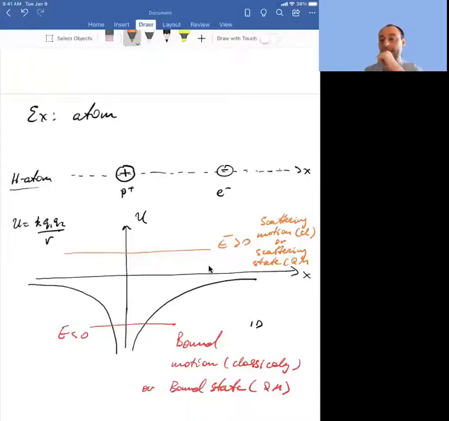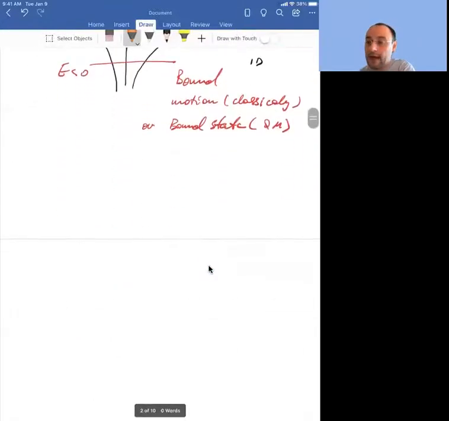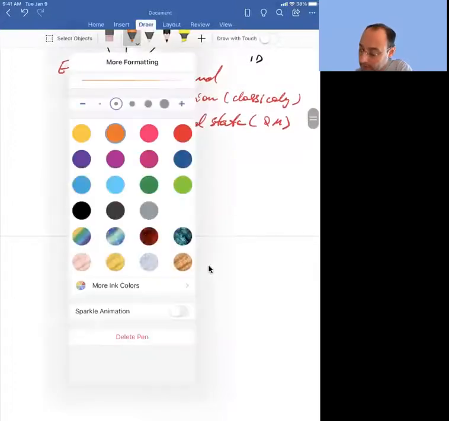So in 1D, bound motion would involve a particle shuttling back and forth between the two turning points. If E is bigger than zero, it speeds up and then slows down, but never stops. 1D is a very pathological situation. Usually this problem is not analyzed in 1D. It's a lot more relevant in 2D.